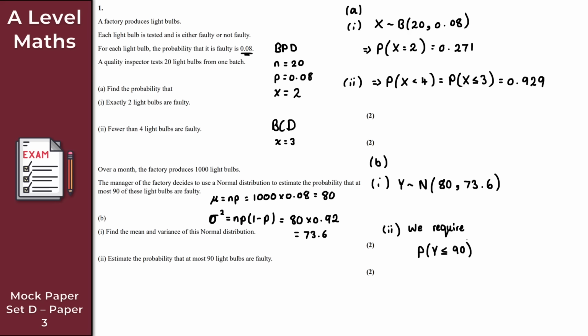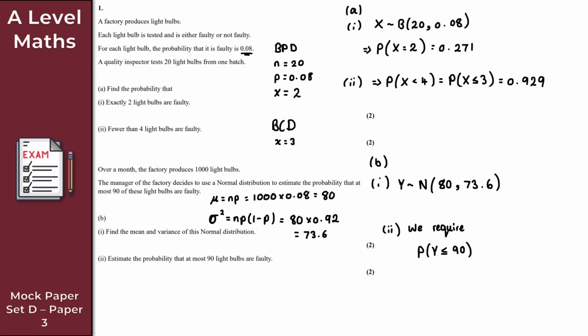Now, just be careful here, because when you approximate, as we've done here in part B, we need to apply what we call a continuity correction. Now, this can cause problems for some students, kind of remembering which way around the continuity correction is applied. So what I want here is the probability that y is less than or equal to 90, right?